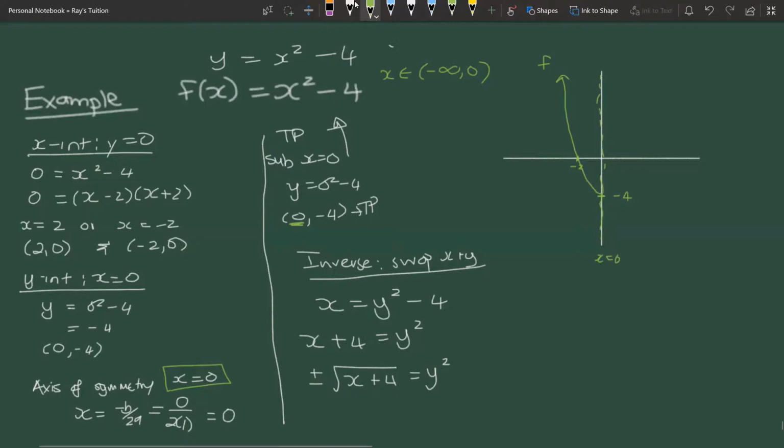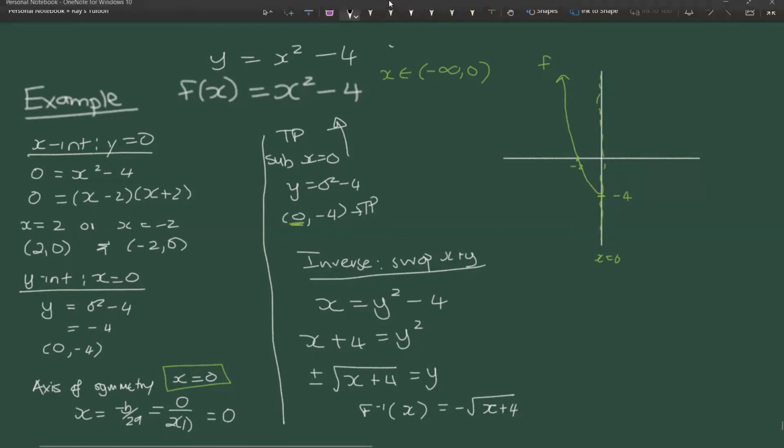Now, there's two options for this y, plus or minus. We're taking the negative half, so our inverse is minus the square root of x plus 4. If we took the positive half, then we would take plus the square root of x plus 4. Remember, whenever you square root, you get a plus and minus. So now we're taking the negative part, which is minus.